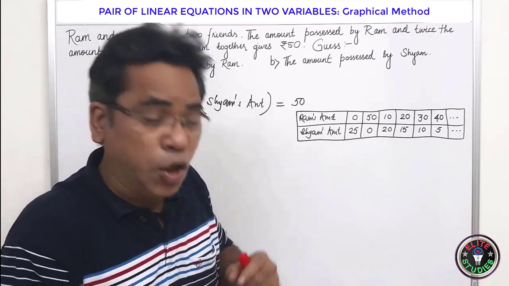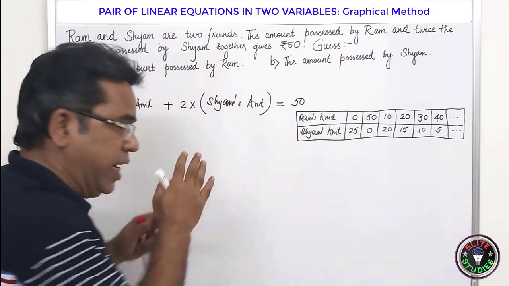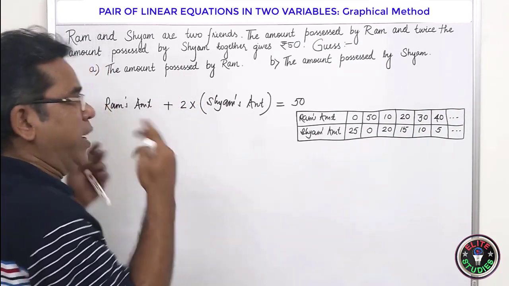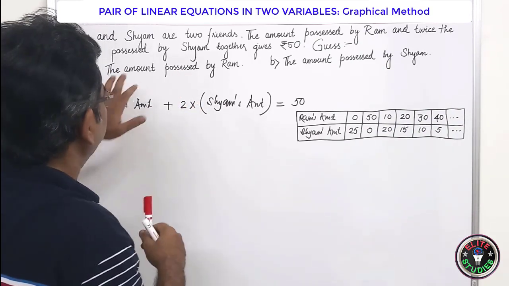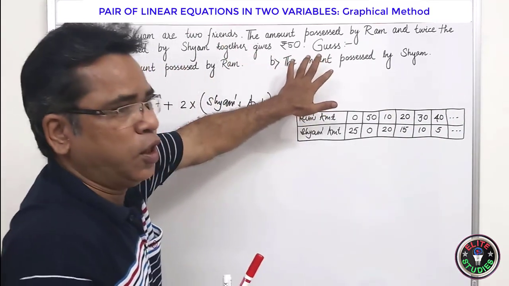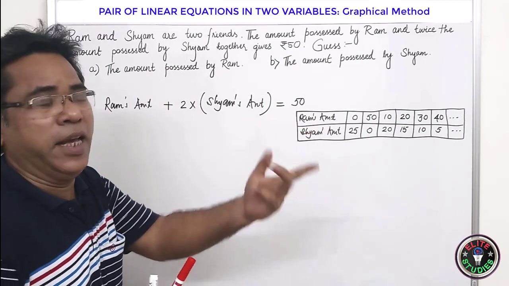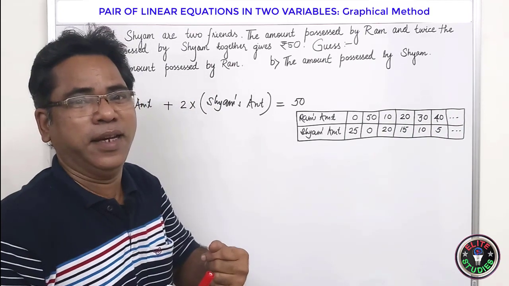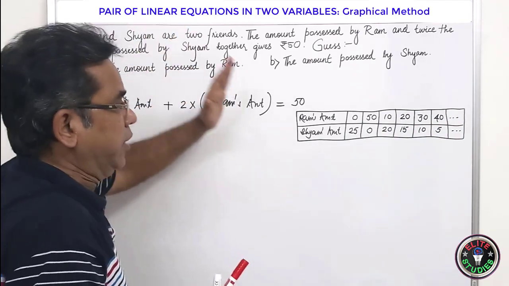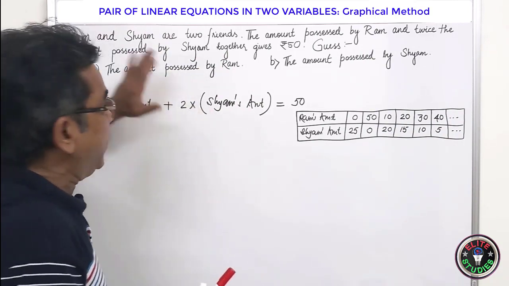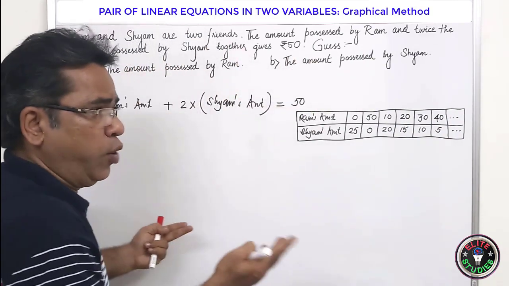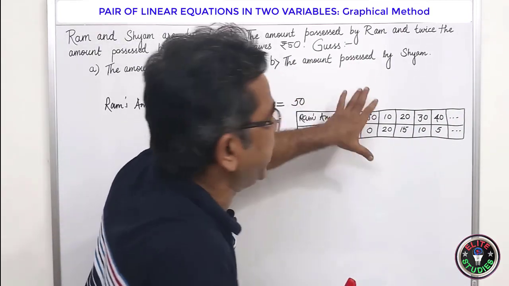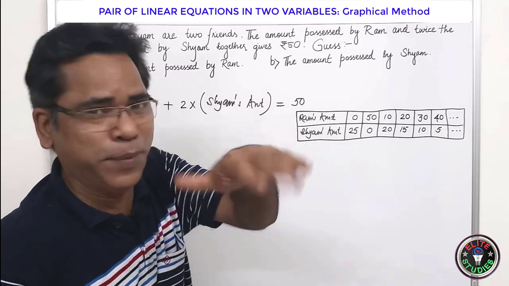How to guess? To guess, we need one more condition. Why? Because the unknowns are two. As I have told you in the earlier classes, if there are two unknowns, we need two equations, means two conditions. Had there been only one unknown, then it would have been easier, from one equation only. But since there are two unknowns, we need two equations. So from one given condition, we are unable to predict the amount possessed by Ram and by Shyam.